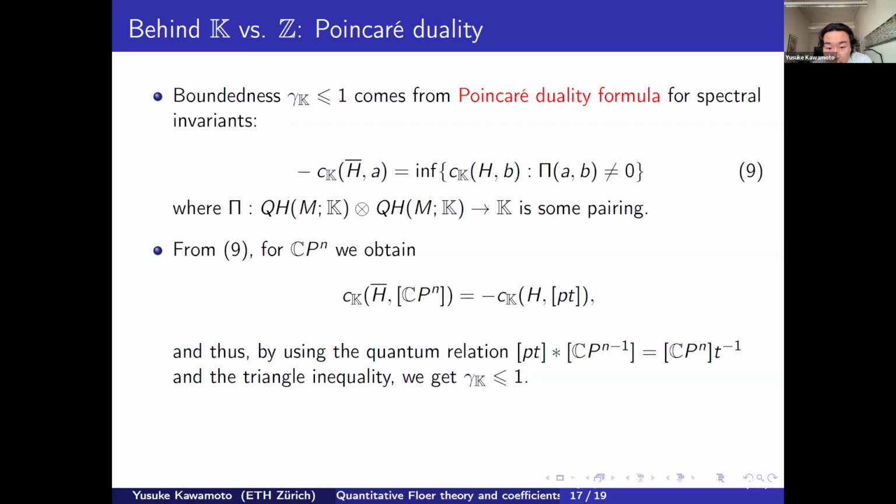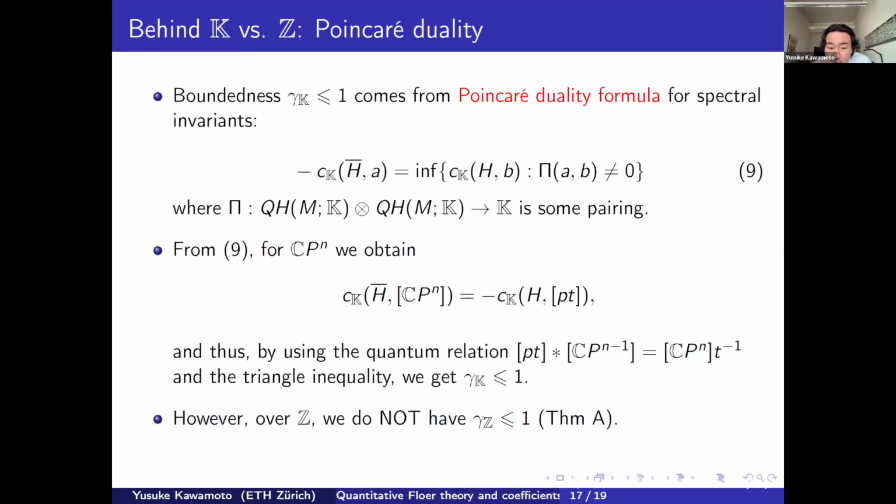And then by using this, combined with the structure of the quantum cohomology of CPN, which is that the point class times the hyperplane class goes back to the fundamental class, but with some quantum correction, and the triangle inequality, we can prove that gamma k is smaller than 1. So what I want to say is that this result of Entov-Polterovich uses this Poincare duality formula.